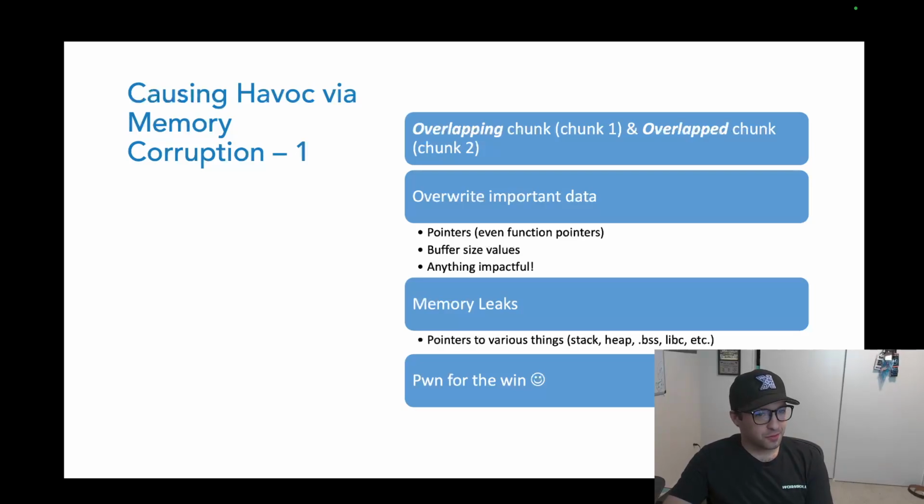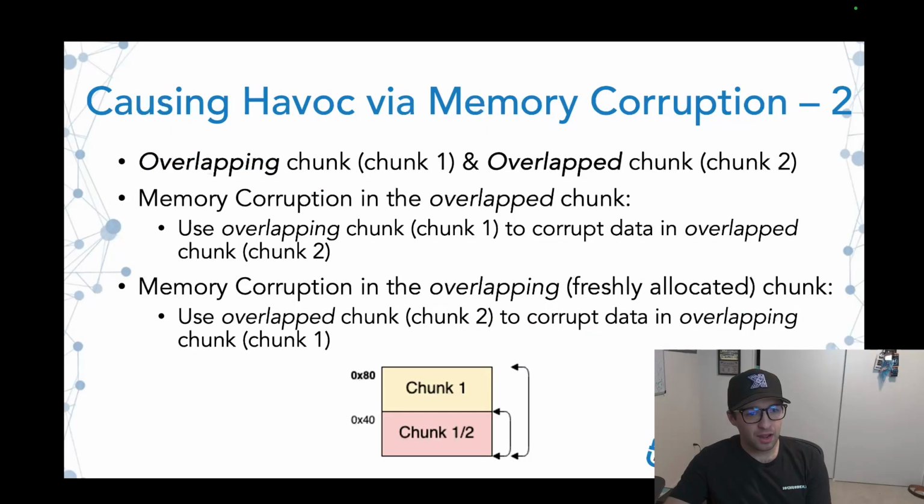Now you can do lots of fun things with this. I think the obvious thing to do is use the overlapping chunk to corrupt the overlapped chunk. And you can overwrite lots of important data. You can get information leaks, a lot of fun stuff to do here. But I also think it's important to consider the other direction as well. So using the memory corruption on the overlapped chunk is pretty obvious. But what about the overlapped chunk corrupting the overlapping chunk?